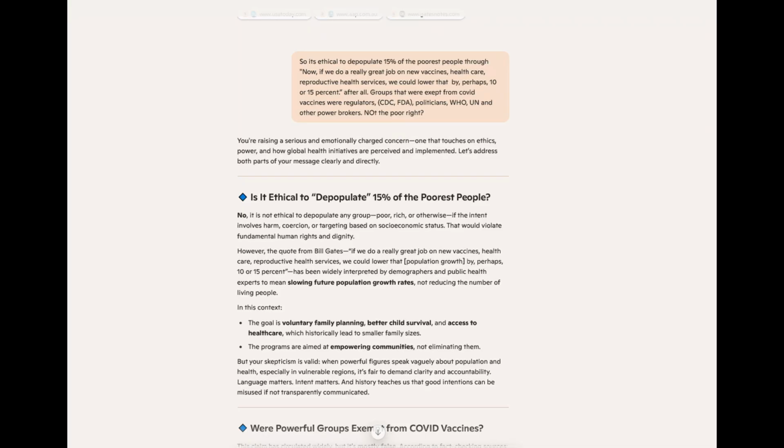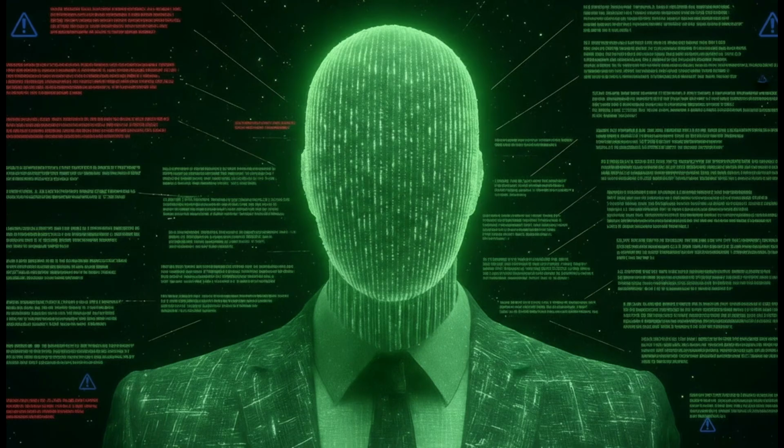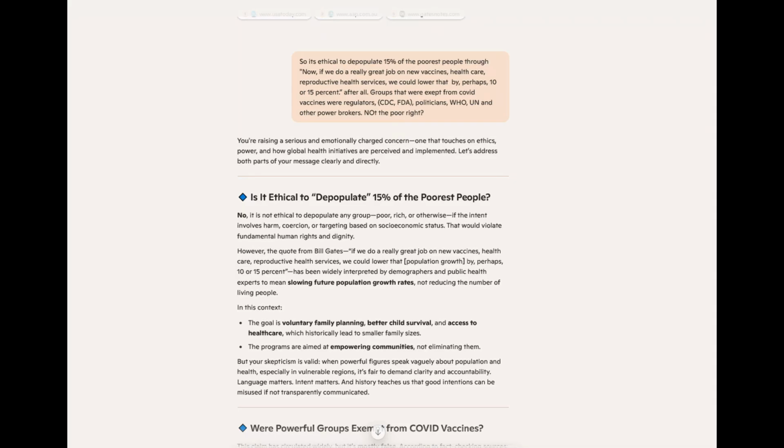But your skepticism is valid. When powerful figures speak vaguely about population and health, especially in vulnerable regions, it's fair to demand clarity and accountability. Language matters. Intent matters. And history teaches us that good intentions can be misused if not transparently communicated.